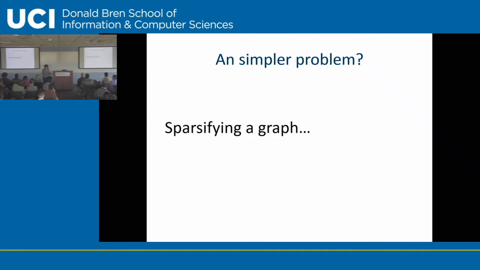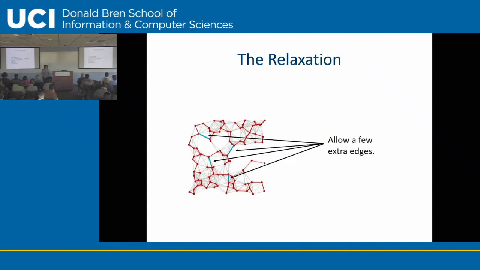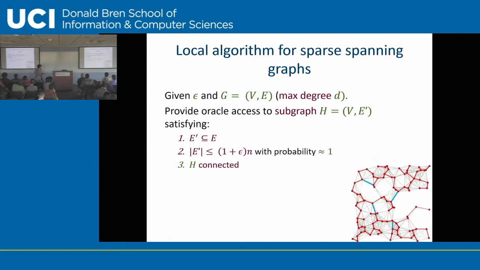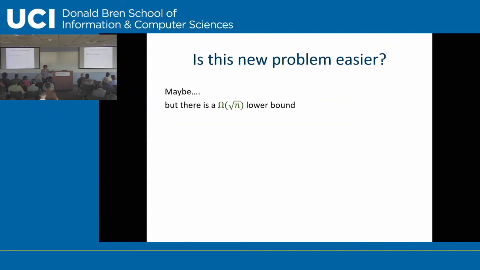So the simpler problem we're going to talk about is sparsifying the graph, because we can't do the other one in sublinear time while maintaining connectivity. We're going to allow a few extra edges: epsilon n extra edges. So I would like to output yes on a subgraph H that might have (1 plus epsilon) times n edges. But this H better be connected. It can be a little bit bigger than a spanning tree, but it better be connected. Is this new problem easier? No, this also has a root n lower bound, but it is easier.